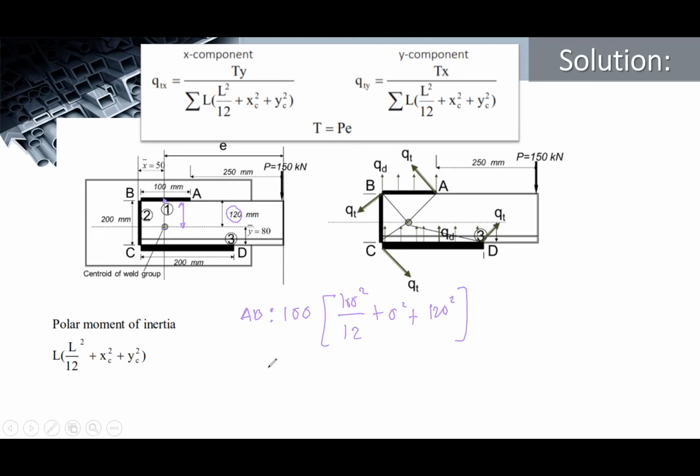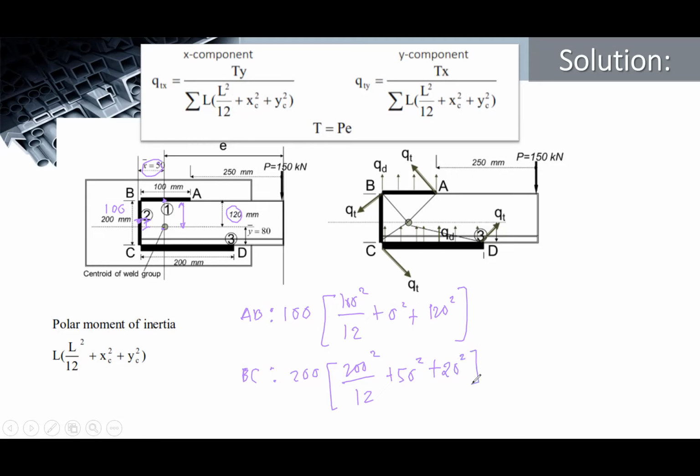Next naman, BC. Ang length ng BC is 200. 200 squared over 12. So, drawing nyo muna yung centroid, no, para hindi kayo malito. The distance ng centroid papunta sa original centroid sa x, that is 50. No? Dito, papunta dito, that is 50. So, 50 squared. Plus, yung centroid papunta dito. So, itong distance na to. Ilan ba yan? So, if this is 100 and this is 120, ang natira is 20. So, ang distance nung centroid nung BC dun sa centroid ng group is 20 squared.